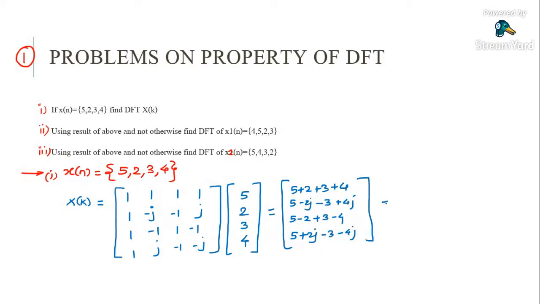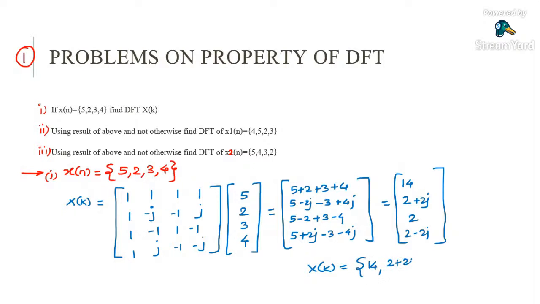The answer is 14. Then 5 minus 3, 2 plus 2j; then 5 minus 2 plus 3 minus 4 gives 2; and the last is 2 minus 2j. So we got x of k as 14, 2 plus 2j, 2, 2 minus 2j. So the first part is over. Now we'll move towards the second.